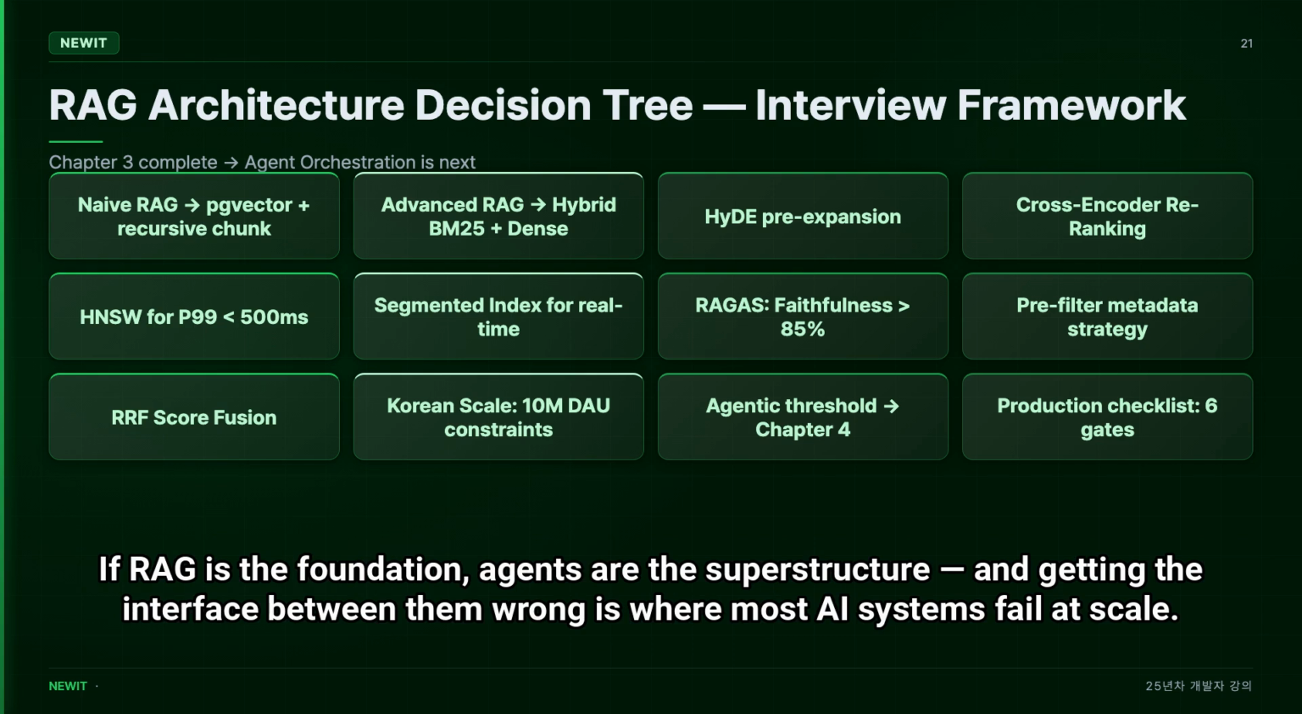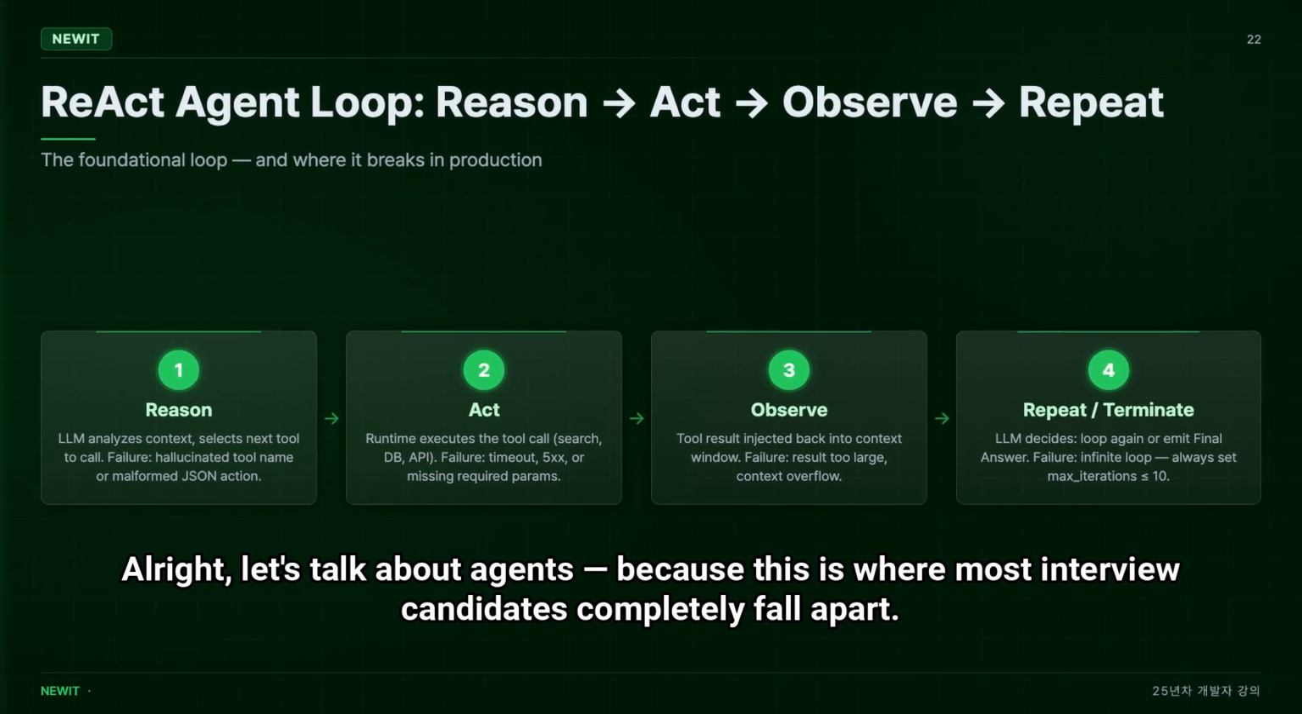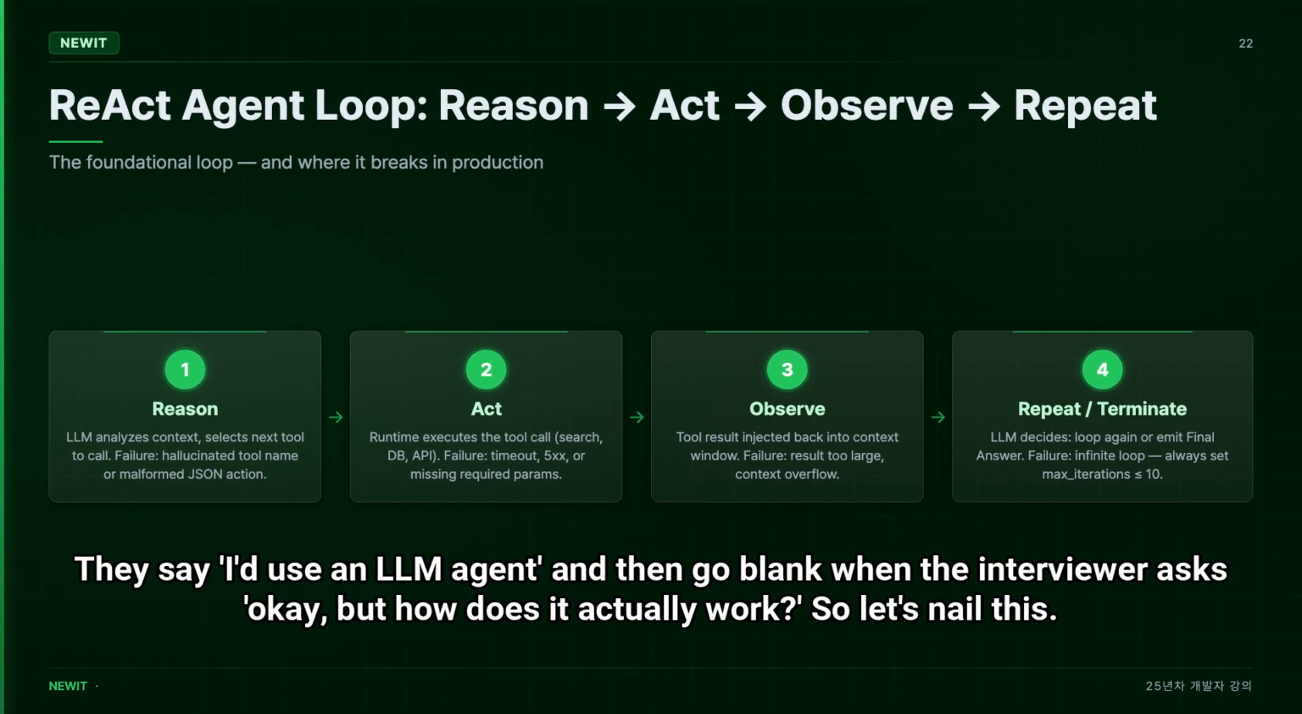If RAG is the foundation, agents are the superstructure, and getting the interface between them wrong is where most AI systems fail at scale. All right, let's talk about agents, because this is where most interview candidates completely fall apart. They say "I'd use an LLM agent" and then go blank when the interviewer asks, "Okay, but how does it actually work?" So let's nail this.